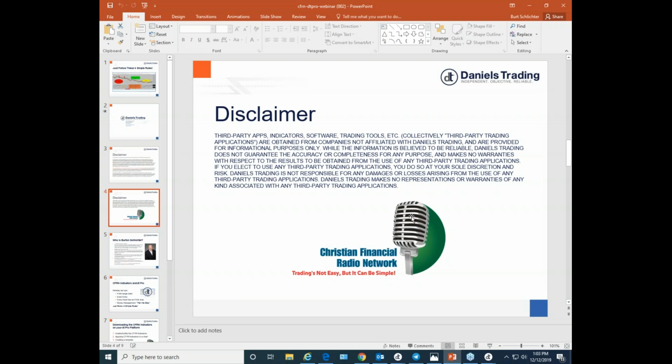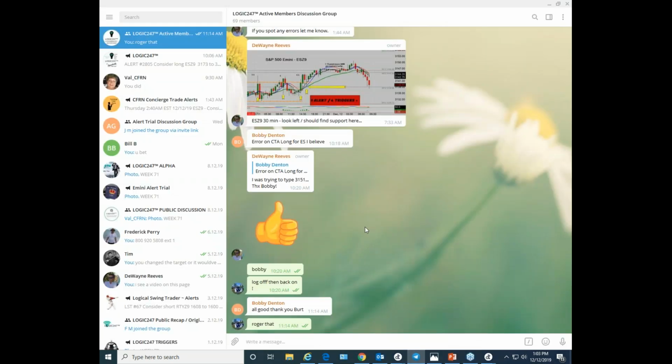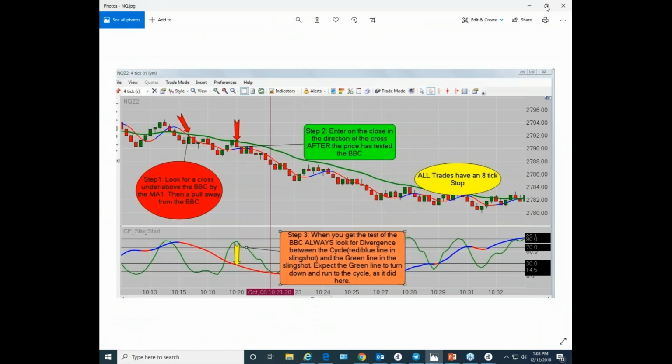Those are our rules. And CFRN on our site, it's their trading tools, right? It's their indicators. They're the educator. If you have questions about Logic 247, they're right here. If you have a question about that, you reach out directly to them. Anything about money, that's between you and CFRN. If it's about anything on their website, the tools, the webinars, Thursday night workshops, concierge trade alerts, all that stuff, you would reach out directly to them.